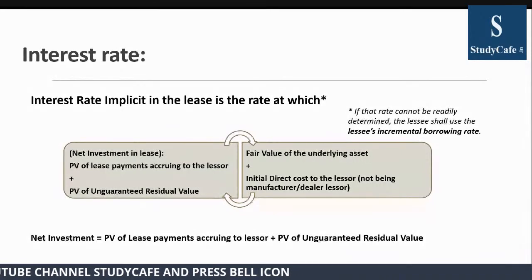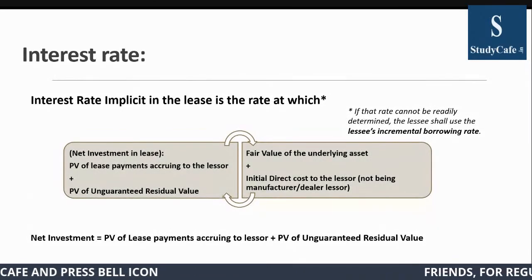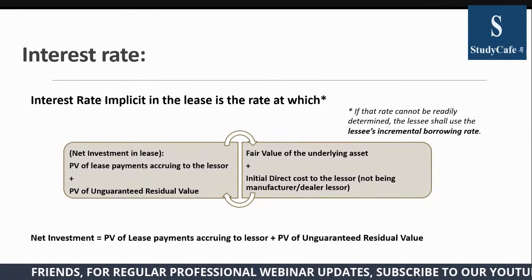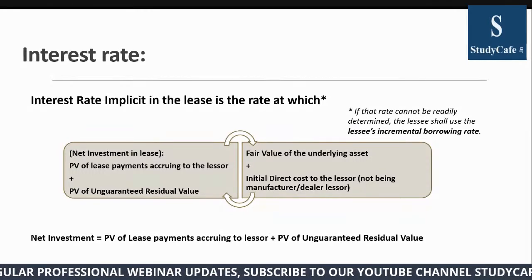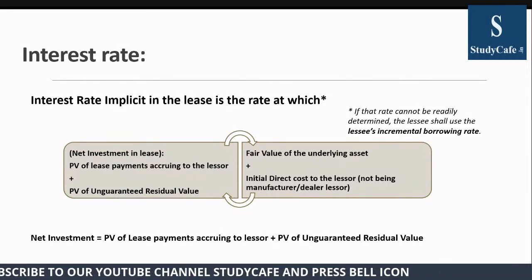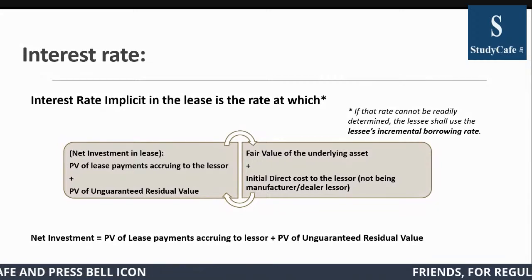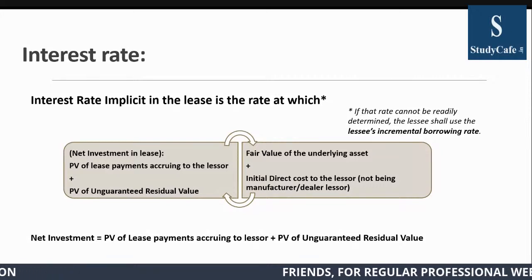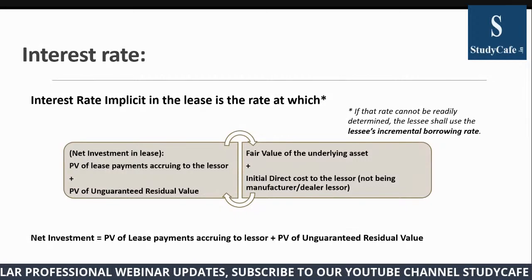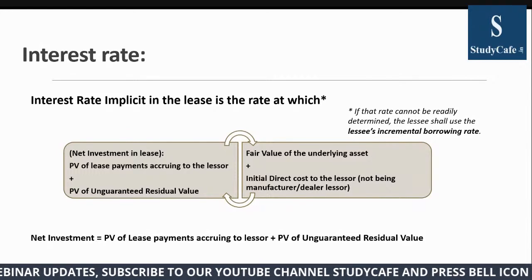Now, the incremental borrowing rate will be considered for a similar kind of asset, for a similar term, under similar circumstances. So, even though the company has no borrowings as of now, it may consider an incremental borrowing rate. Like, if the company was to borrow certain funds for this asset, then what would have been the borrowing rate? So there are two options given: the implicit rate that will be calculated, and the incremental borrowing rate that the lessee might consider in case it is not able to get the interest rate implicit.